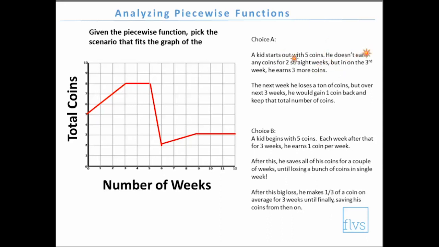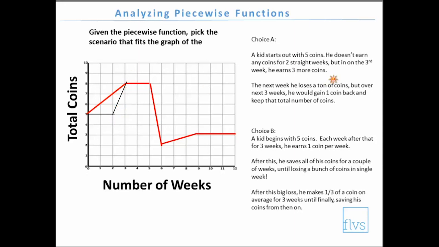Well, he says he doesn't earn any coins for 2 straight weeks. Well, if that's the case, we should have seen a line go horizontal. We should have had an interval of no change. And then it said in the 3rd week, he earns 3 more coins. So we would end up at this same spot, but how we get there is different. The intervals of change are different. This area has a much bigger slope. He makes three coins in a single week.